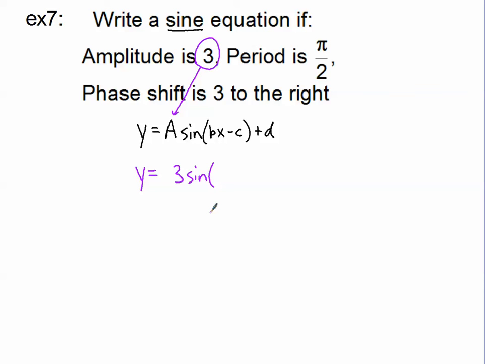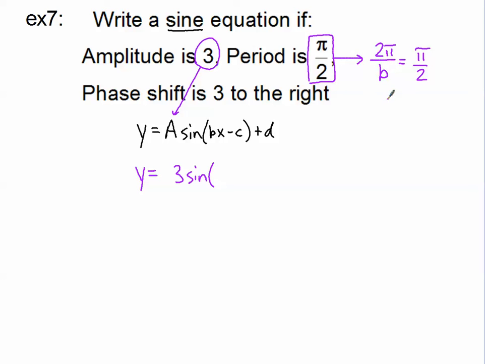We need to figure out what B is. B is what affects our period. And we're given our period of pi over 2. So we know that our period, which is normally 2 pi, we have to take that and divide by b. And in that case, whatever b is, our period will be pi over 2, because that's what it says that our period is. So 2 pi over b is going to equal pi over 2. We need to use that idea to figure out what b is.